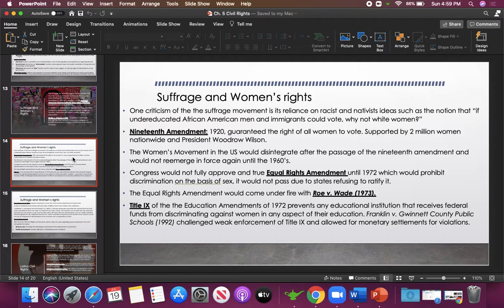One of the biggest criticisms of the women's movement at this time is that it is not inclusive. It is solely pushing for the voting rights of white women. Susan B. Anthony, in today's light, is criticized for some of the things that she said. One of her ideas about women voting is that she is quoted as saying, if undereducated African American men and immigrants could vote, why not white women? So it does show a bit of this idea of superiority of white women over people of color.